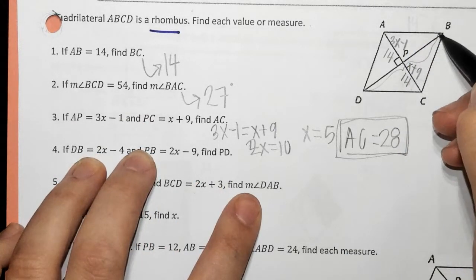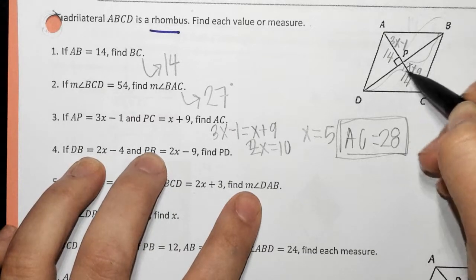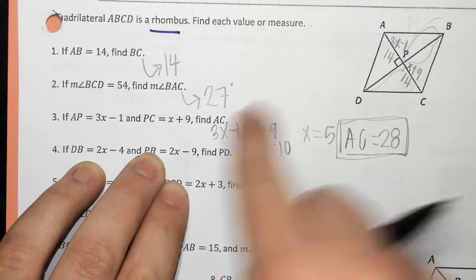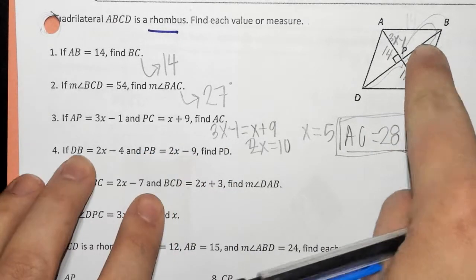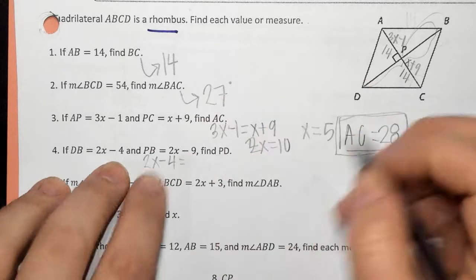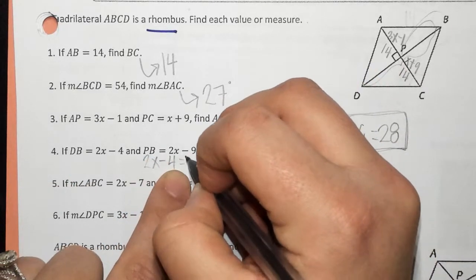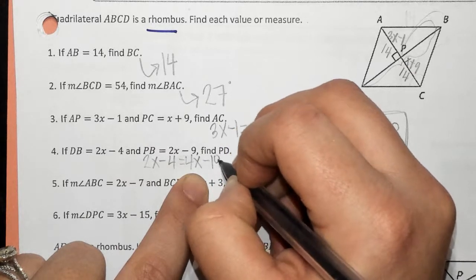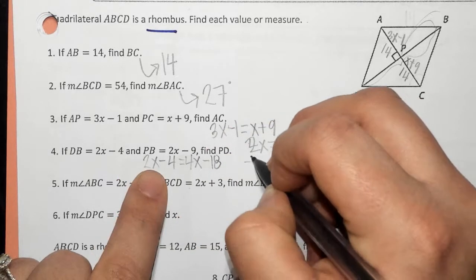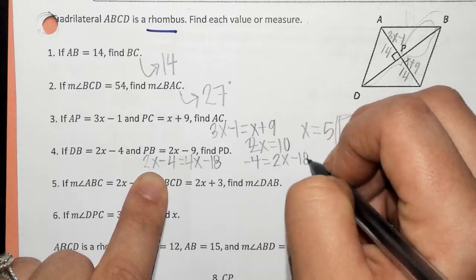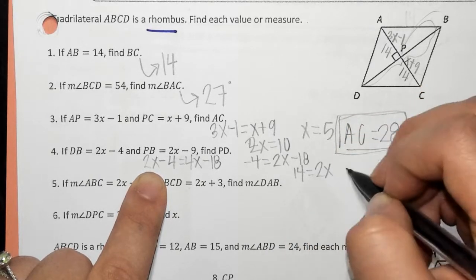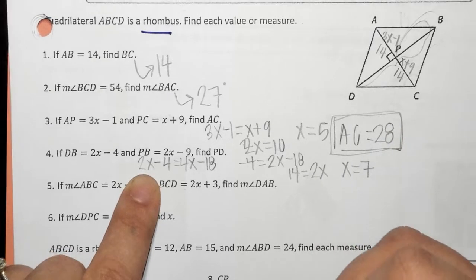Okay, DB is the whole thing. PB is half. So what do I need to do to PB? Multiply by 2. Double this because it's half. Okay? So you can set them equal, but this is equal to 2 times PB. So 2 times 9 is 18. So solve for x, subtract 2, so I'll get negative 4 equals 2x minus 18. Add 18, 2x, divide by 2, x equals 7.